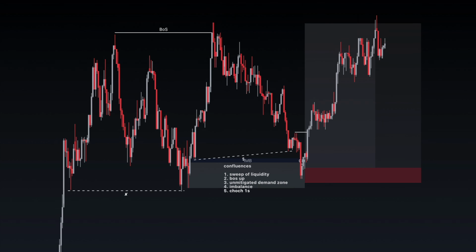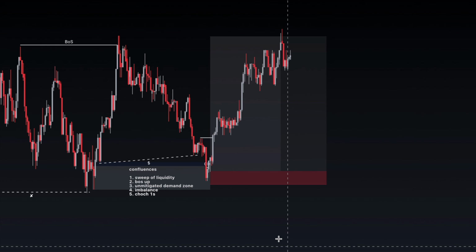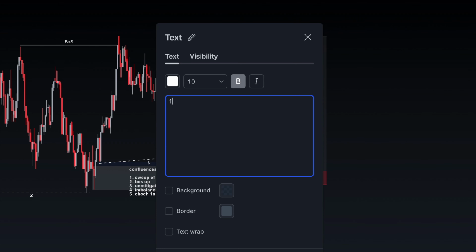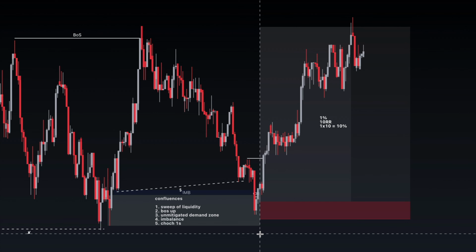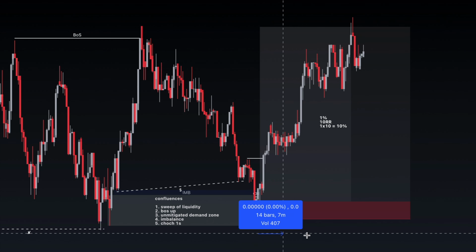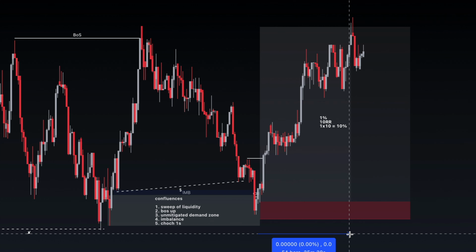So how did you pass this challenge? If you go in with 1%, 10 RR is 1 times 10, means 10%. This would be our challenge passed in one single trade. And let's now see how long it took us. So as you can see, it only took us like 25 minutes to take a 10% win. Challenge completed.